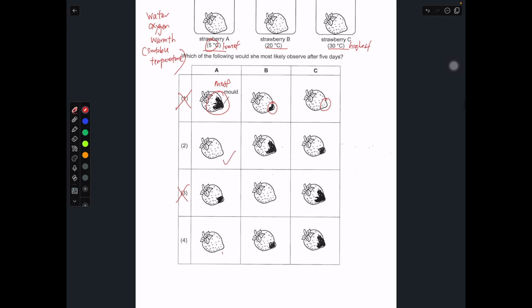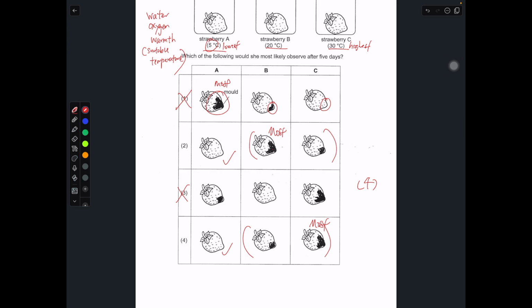Between 2 and 4, you are selecting between these. At 20 degrees, you got most. At 30 degrees, you have most growing on option 4. So the answer is 4. The higher the temperature, most likely it will encourage the growth of the mold better. But I'm not saying that if the temperature is too high, it will keep encouraging it; it can also discourage the growth of mold.